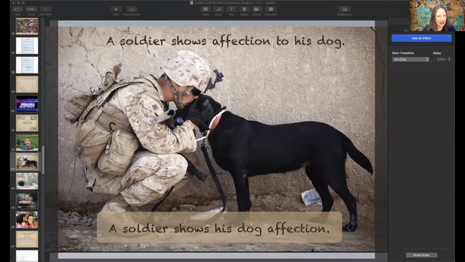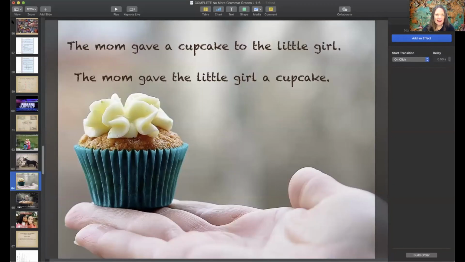Next, we have: the mom gave a cupcake to the little girl. The mom gave the little girl a cupcake. In the first sentence, we have gave as your verb. To the little girl is a prepositional phrase.